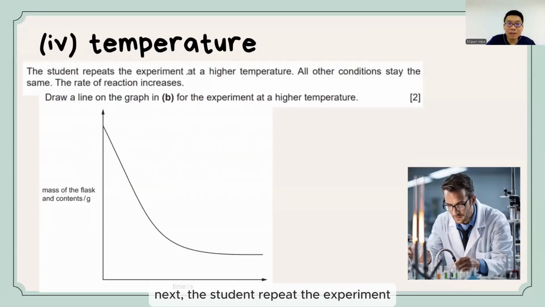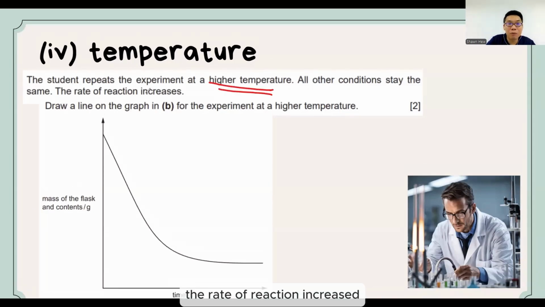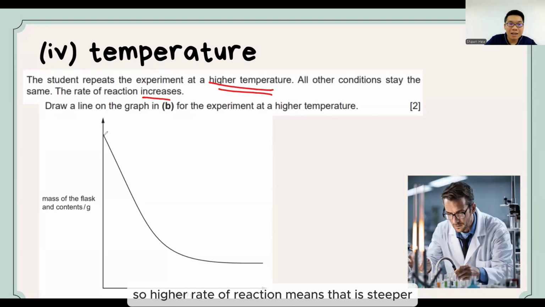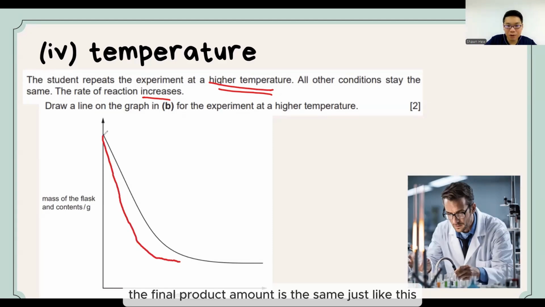Next, the student repeats the experiment at a higher temperature. All other conditions stay the same. The rate of reaction increased. It asks you to draw a line to show that it's at higher temperature. So higher rate of reaction means that it's steeper. The final product amount is the same, just like this.